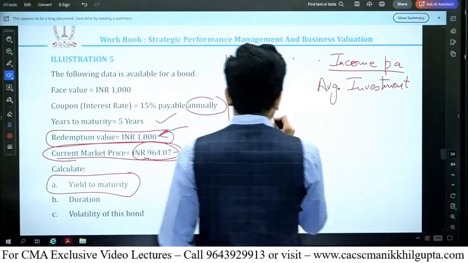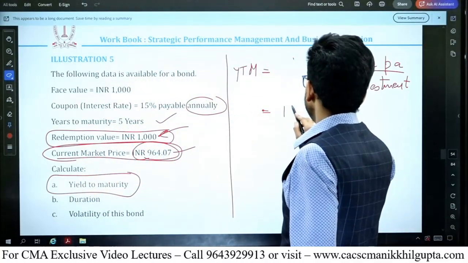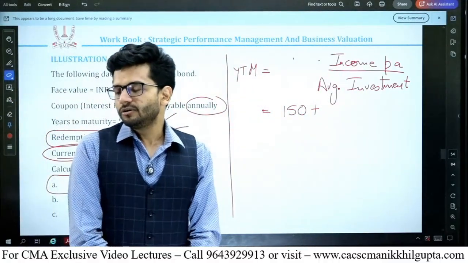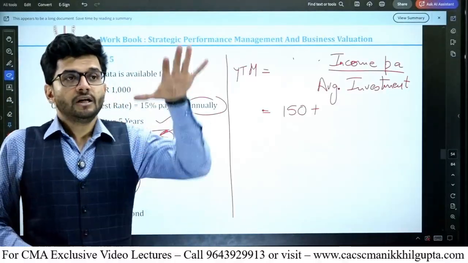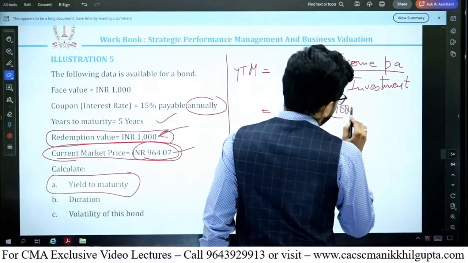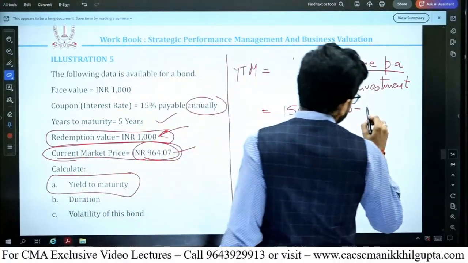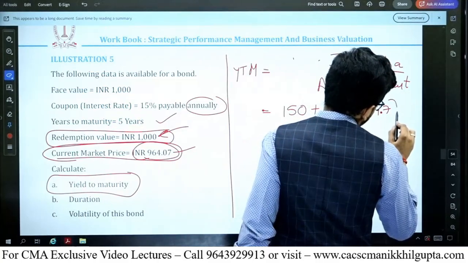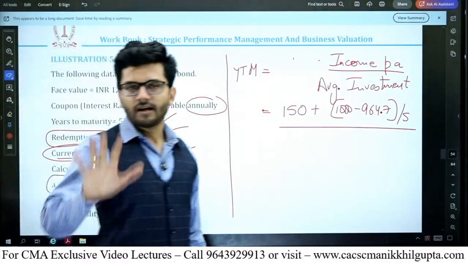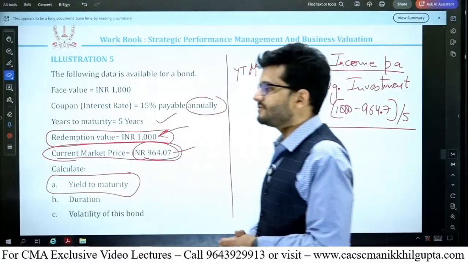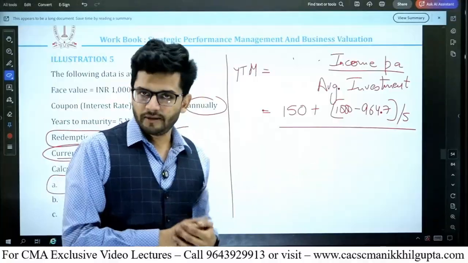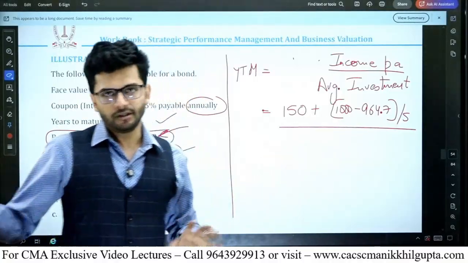Now income per annum: first of all we are going to get the interest. Interest is 150 rupees annually. What else are we going to get? We are going to get the differential of the current market price and the future value. 1000 is the maturity value, the current price is 964.07, and we are going to split the differential over 5 years because the maturity is in 5 years. So 150 plus (1000 minus 964.07) divided by 5. This differential will also be the income that we have earned.